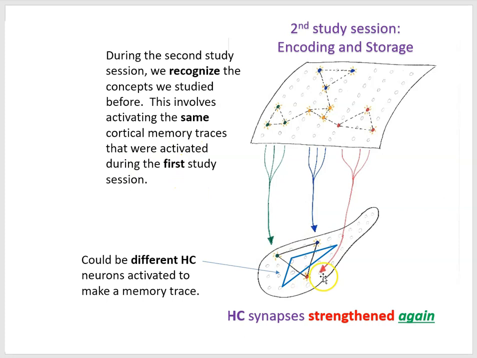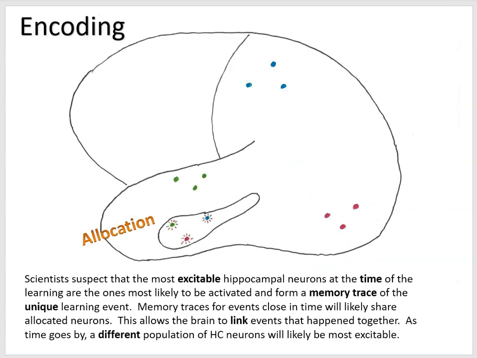But notice down here in the hippocampus, it might well be a different set of hippocampal neurons that get activated to make the memory trace for the second learning event. So we're showing that as this blue triangle here representing 3 other hippocampal neurons that have been activated by the second study session. So notice it may be the same cortical memory traces that are activated by the same information you're studying, but a different hippocampal memory trace is being formed. Now, why would this be?